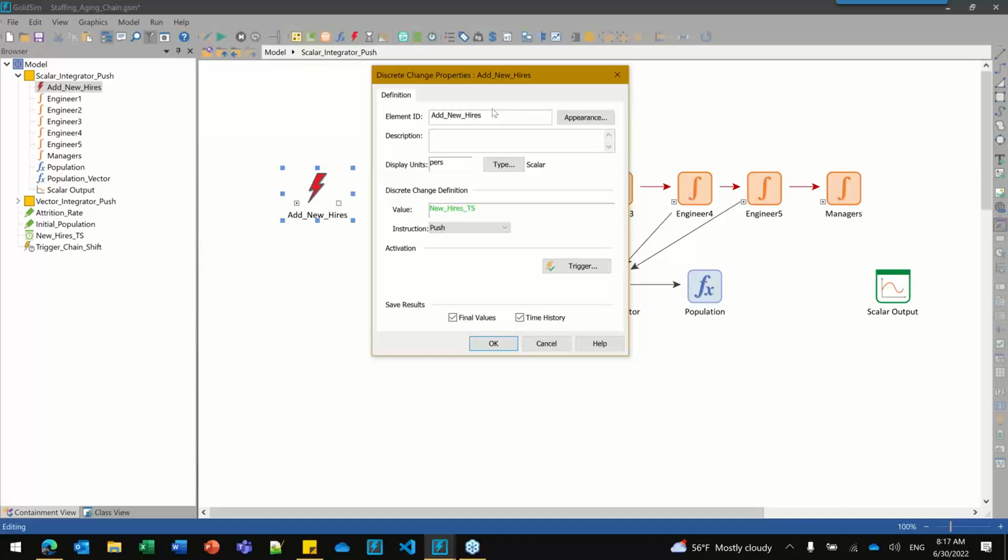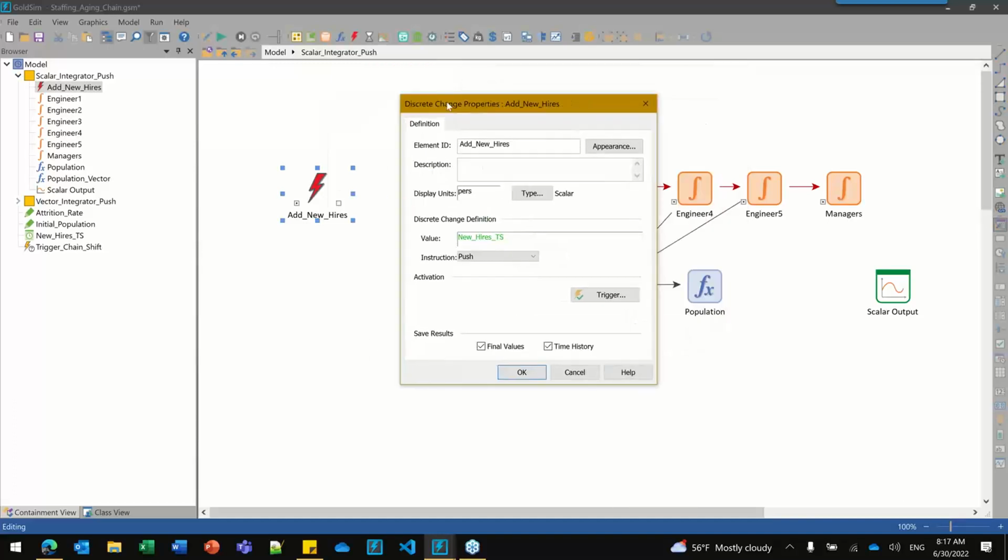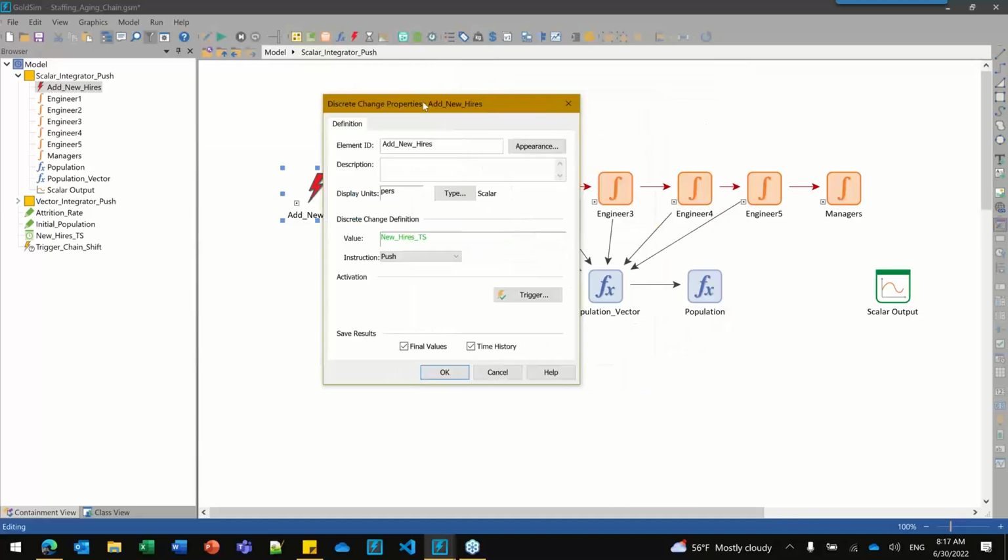And I'm pretty sure it only works for the integrator. It can only be put into an integrator. And when you do that, it will cause whatever was in the integrator to get pushed out. So that's why it's a push. And it works great for an aging chain, because that's what we want to do actually. You want to push something in and then push it out the other end in a simple case. And so that's what we're doing.